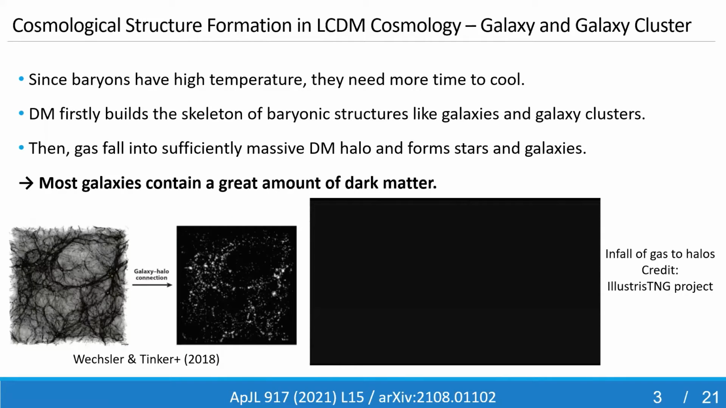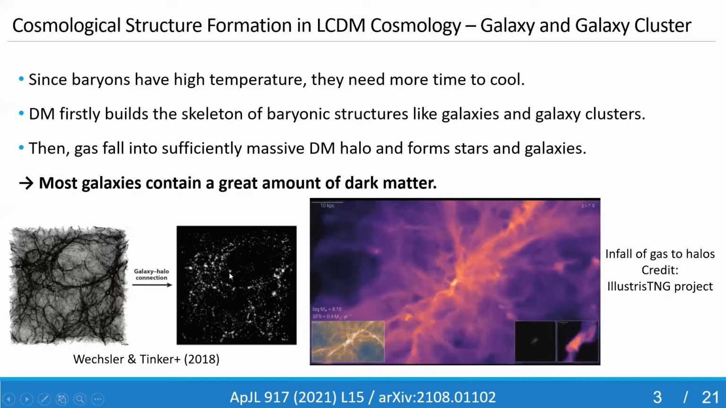Since baryons have high temperature, they need more time to cool. Dark matter first builds the skeleton of baryonic structures like galaxies and galaxy clusters. As you can see in the left figure, the stars live within filamentary structures of the dark matter skeleton. Then gas falls into sufficiently massive dark matter halos and forms stars and galaxies. You can see that in this movie.